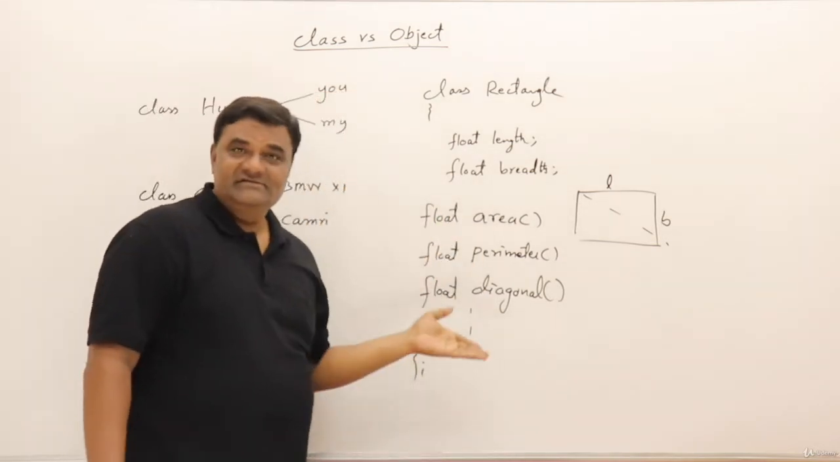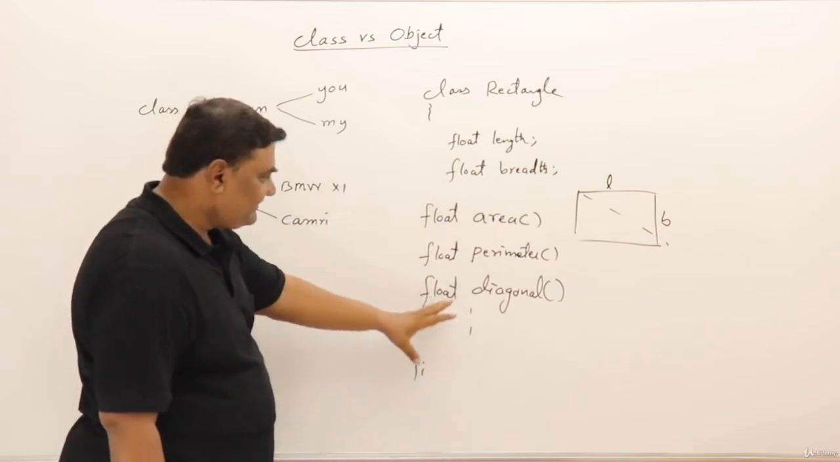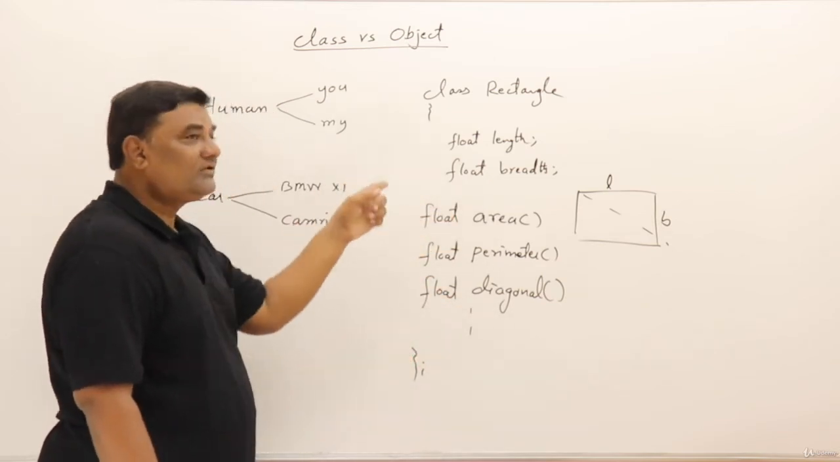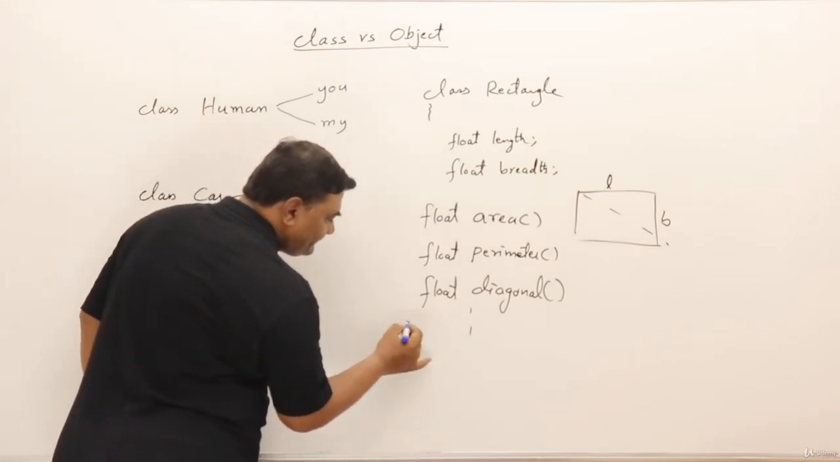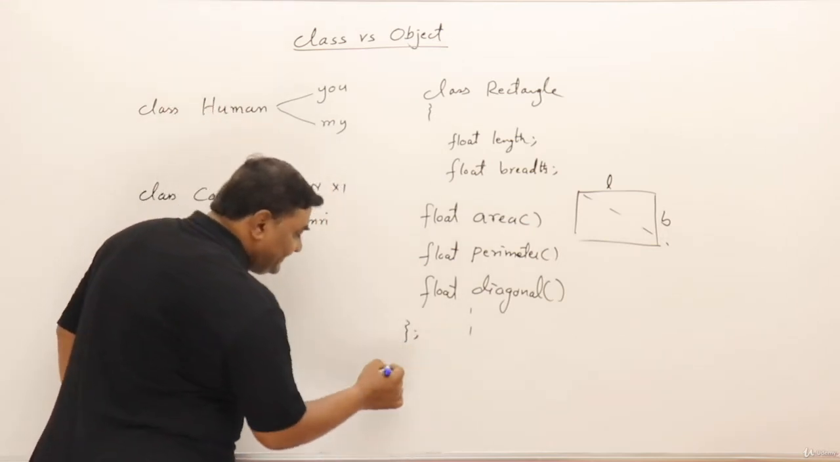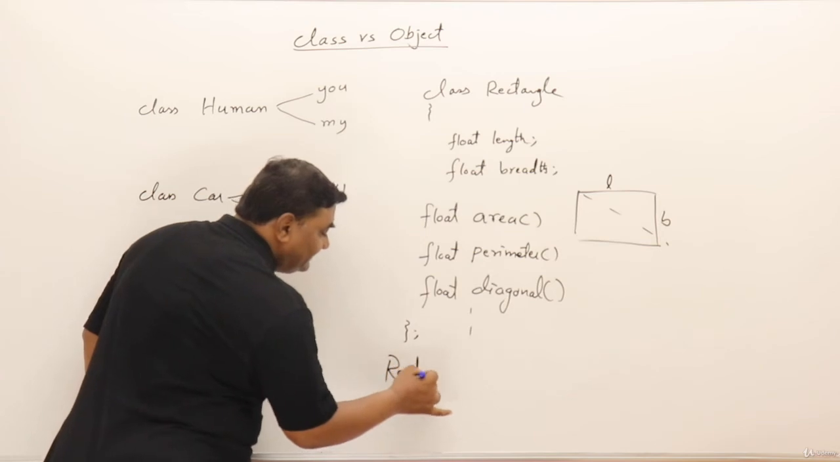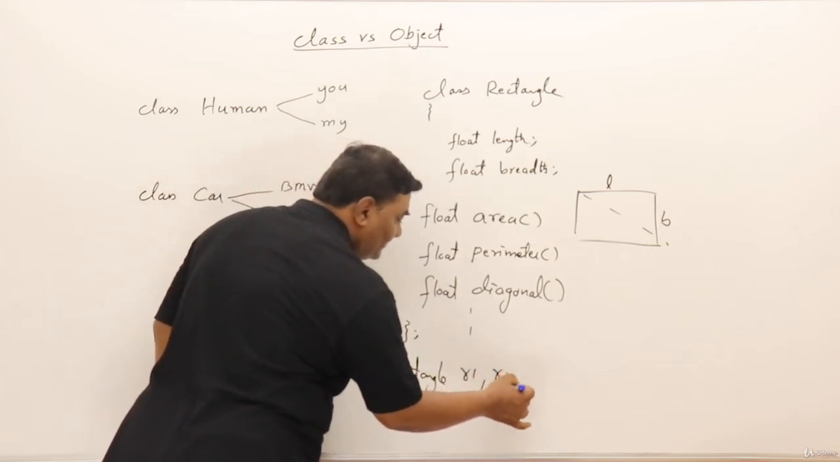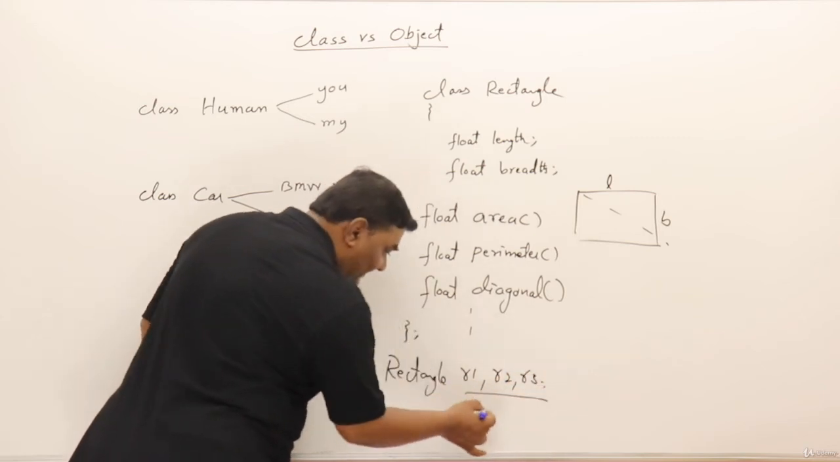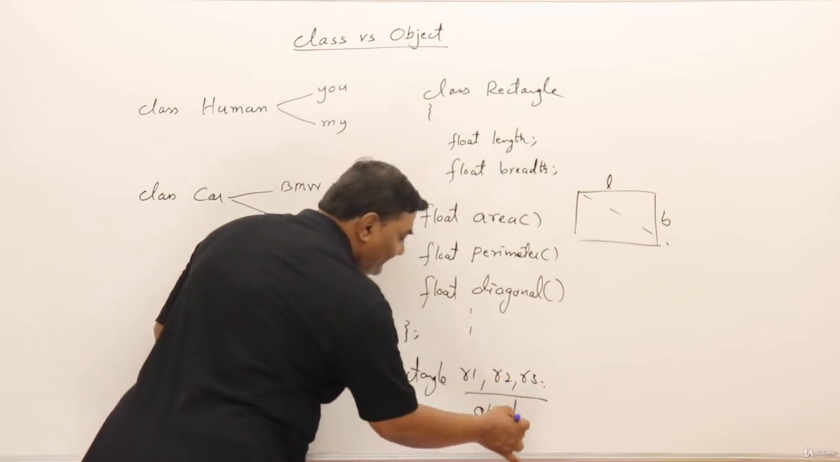So this is a class. I have not written the complete class. I have not written the details, so this is more abstract. Now I will create objects of rectangle: R1, R2, R3. So these are objects.